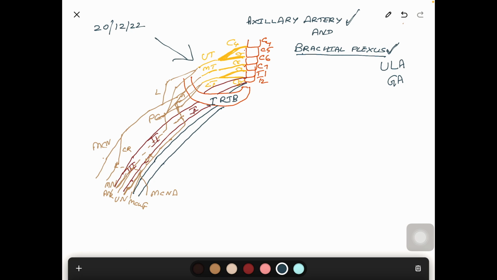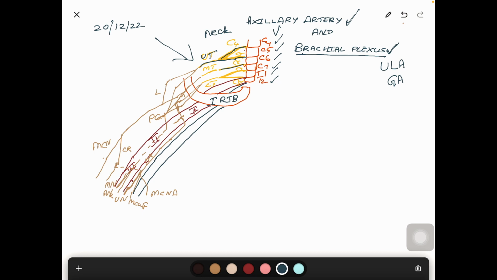So the students should understand first. I will start here. C4, C5, C6, C7, T1, T2 vertebrae. These are all diagrammatic representations of the vertebrae. So this is the C4 root and C5 root, nerve roots. They join to form the upper trunk. So this is the upper trunk. All this is in the neck, the supraclavicular part of the brachial plexus.